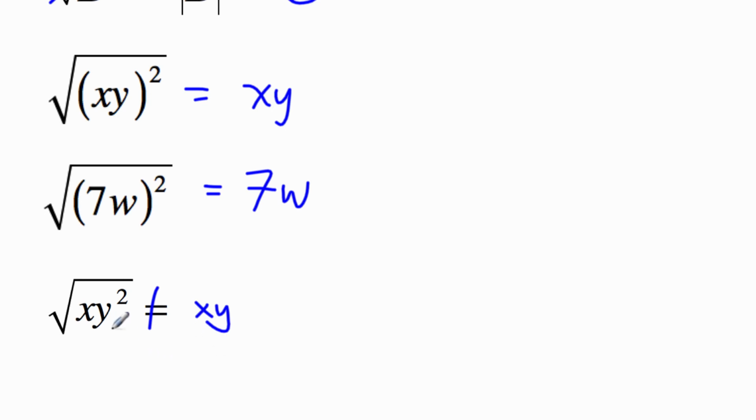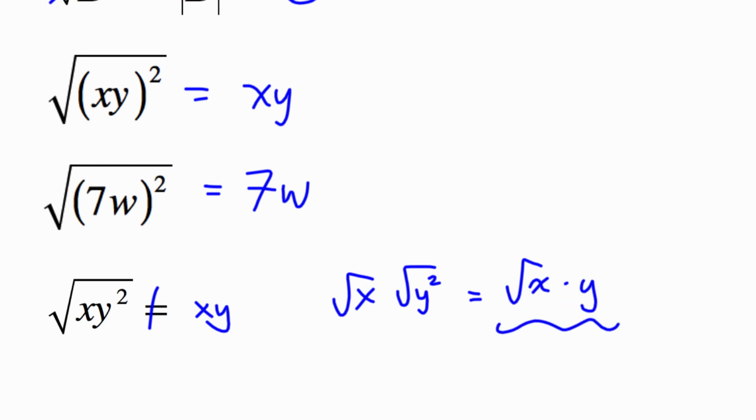We'll see in future videos how we could rewrite this as the square root of x times the square root of y squared. And then in this case, the square and the square root cancel, leaving me with the square root of x times y. So I could simplify this one, but not how I was doing it up here. So you just have to be careful.